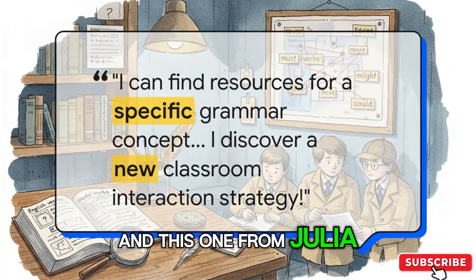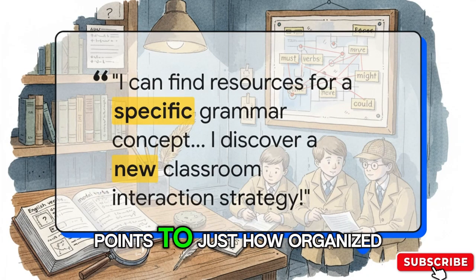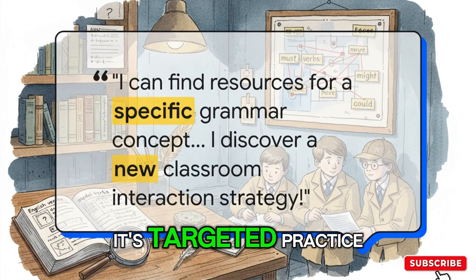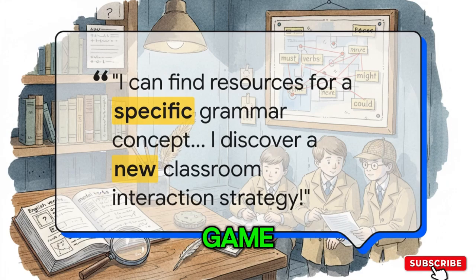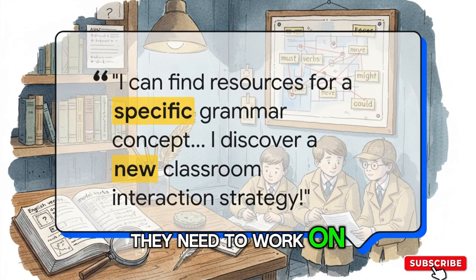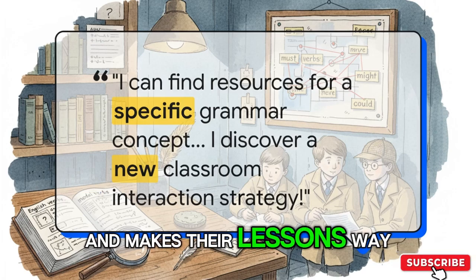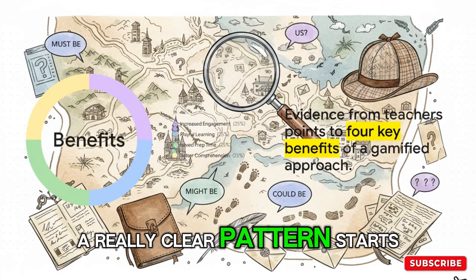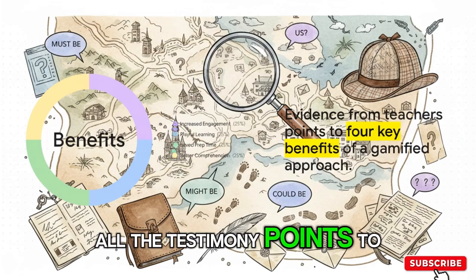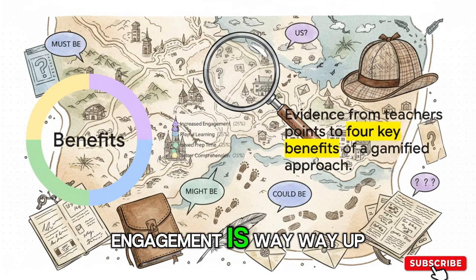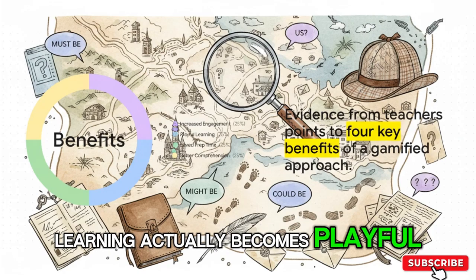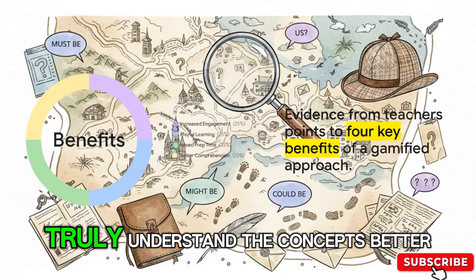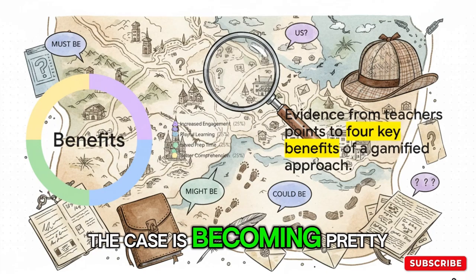And this one from Julia Lola in the United States points to just how organized this whole approach is. It's not just random fun, it's targeted practice. Teachers can actually find a game for a specific grammar point they need to work on, which saves them a ton of time and makes their lessons way more effective. So when we lay out all the evidence, a really clear pattern starts to emerge. All the testimony points to 4 huge benefits. Engagement is way up. Learning actually becomes playful. Teachers save a ton of prep time, and maybe most importantly, the students really truly understand the concepts better. The case is becoming pretty solid.